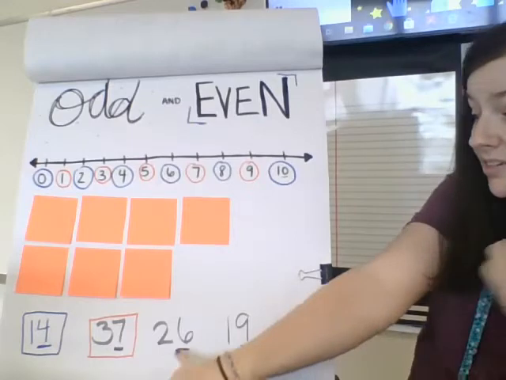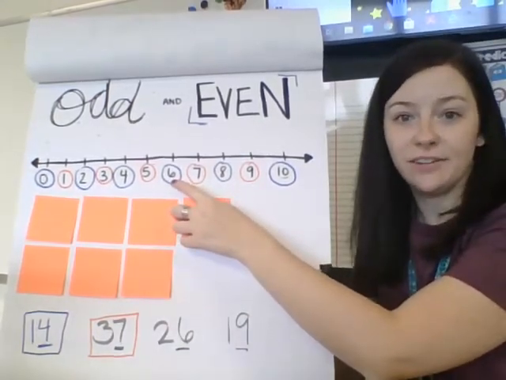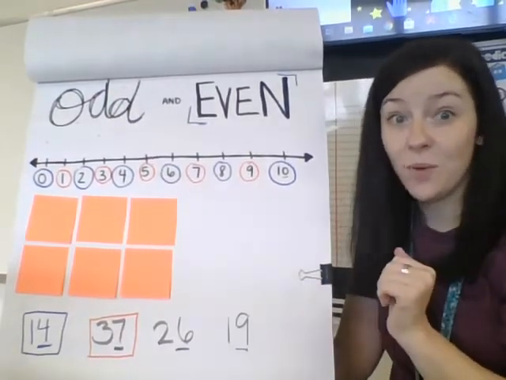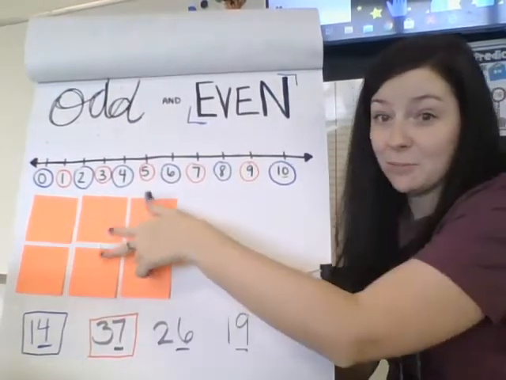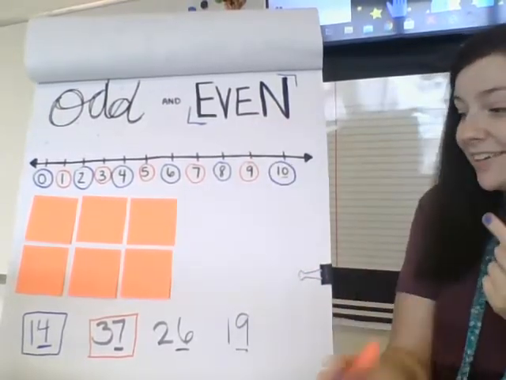Let's look at 26. 26, I'm looking at the 6 in the ones place. 6 here says even. It's blue. I can also use 6 squares. They have pairs, pairs, pairs. It's even. 26 is even.